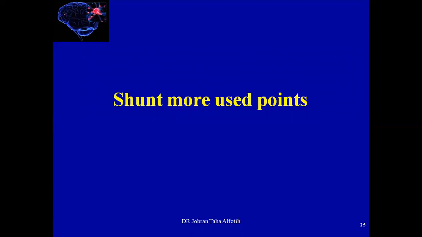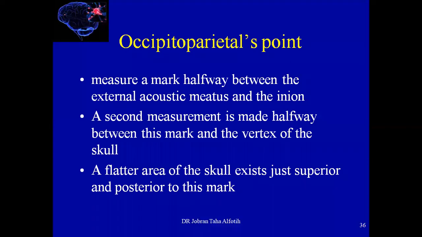So moving to the more used points, we have the occipital parietal point. Firstly, how to localize this point? Firstly, you mark halfway between the external acoustic meatus and the inion. Second, a measurement is made halfway between this mark and the vertex of the skull. Then you find a flat area of the skull just superior and posterior to this mark.